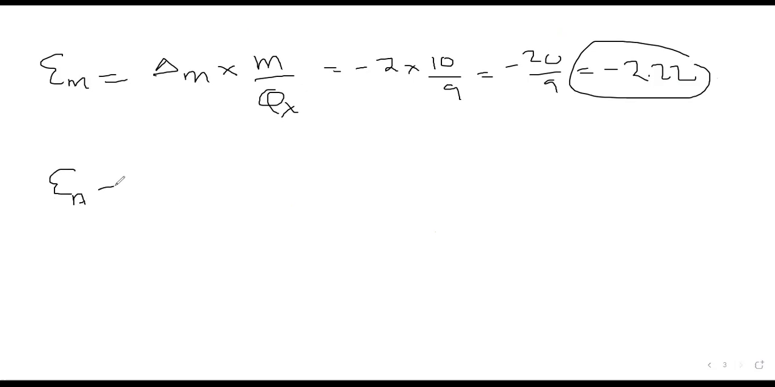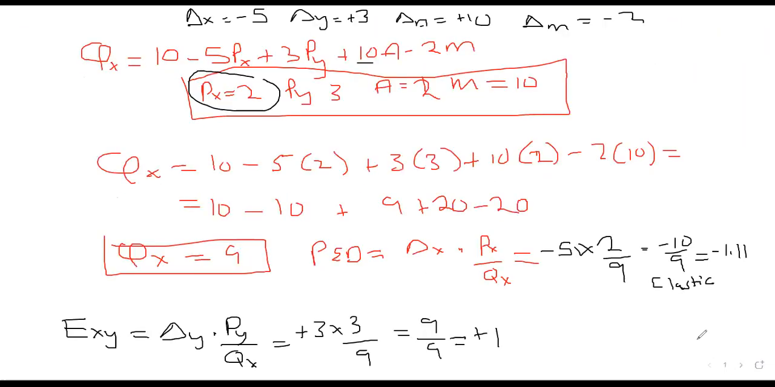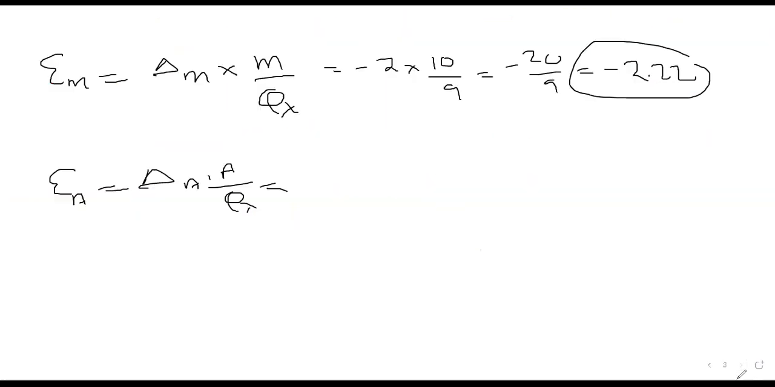Then advertising elasticity, percentage change, the gradient in advertising times the actual advertising over quantity. So here we have a gradient for advertising 10 times 2 over 9. So here we're going to get positive what? 2.22. So it's elastic. It means it is very sensitive. Once we advertise, people respond positively.